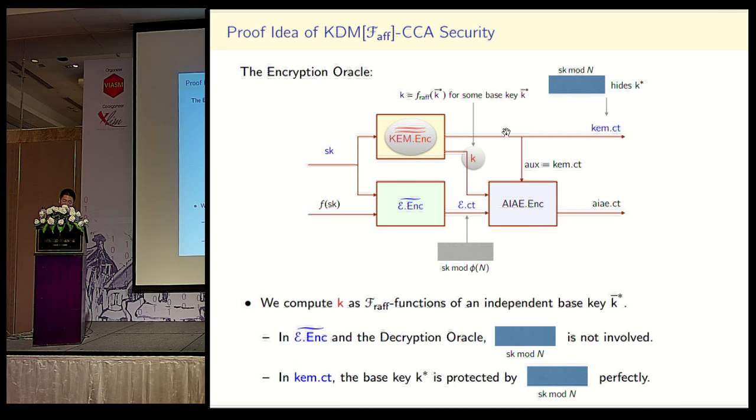Then we go back to the encryption oracle and express K as restricted affine functions of an independent base key K star bar. Since in the encryption algorithm of E and the decryption oracle, the blue part is not involved, in KEM CT the base key K star can be perfectly hidden by SK mod N.